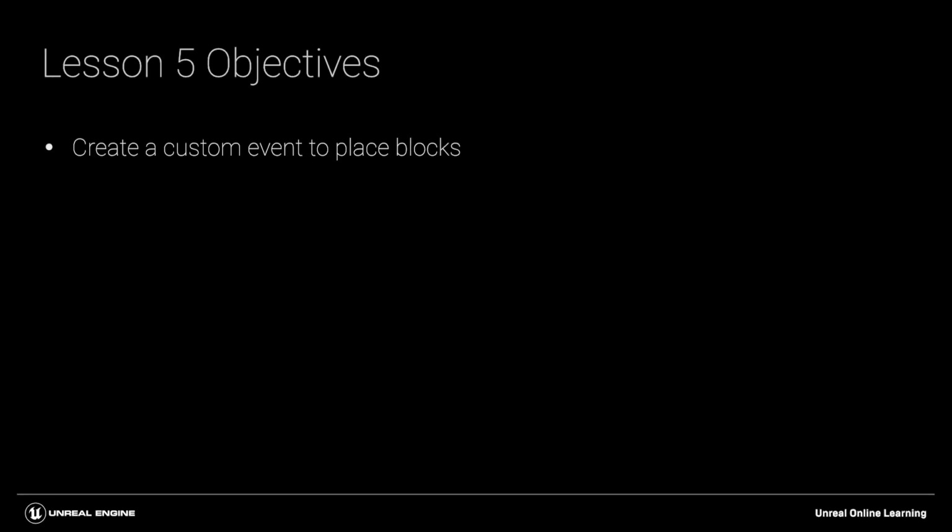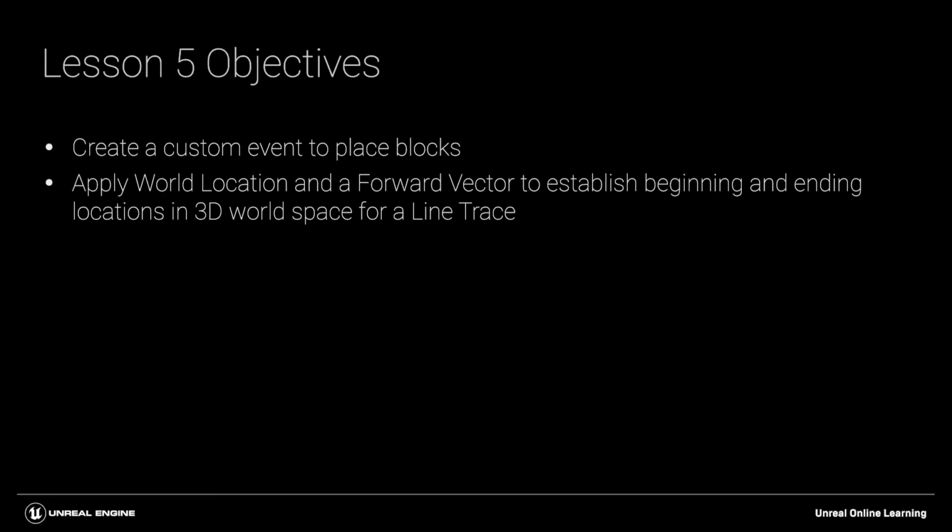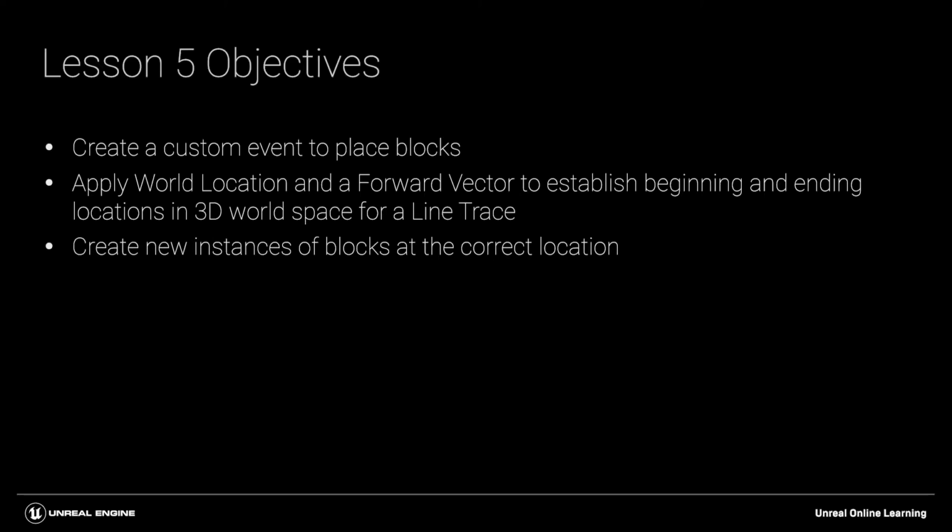to place blocks. We'll apply world location and a forward vector to establish beginning and ending locations in 3D world space, utilizing a very important bit of functionality called a line trace. Finally, we'll write code to create blocks at the location the player clicked on.